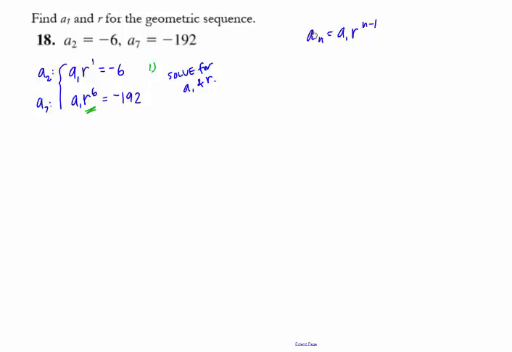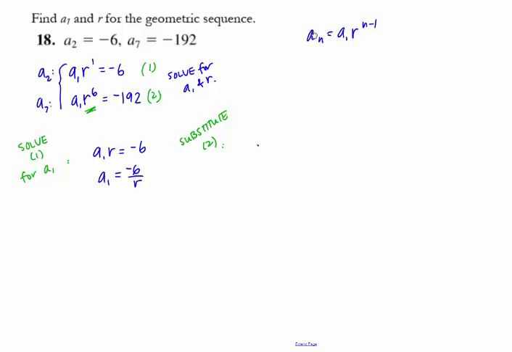So let's say these are equations 1 and 2. Let's solve equation 1 for a1. That gives us that a1r equals -6, so a1 equals -6 over r. Once we've solved one equation for one variable, we can substitute that value into equation 2.